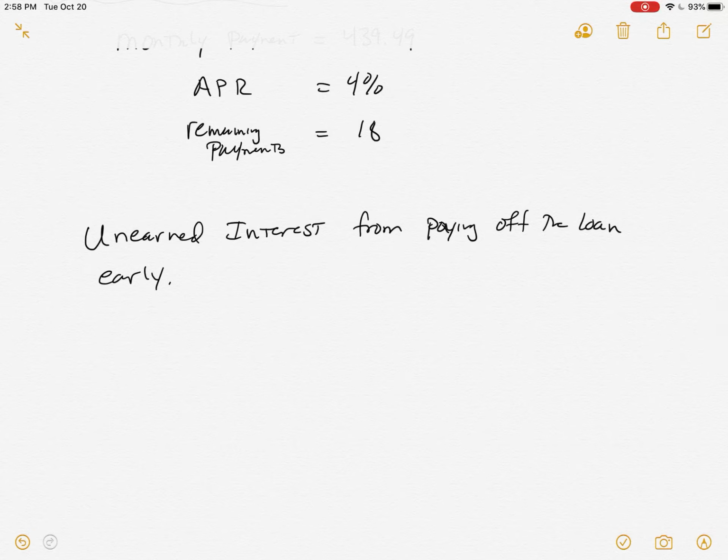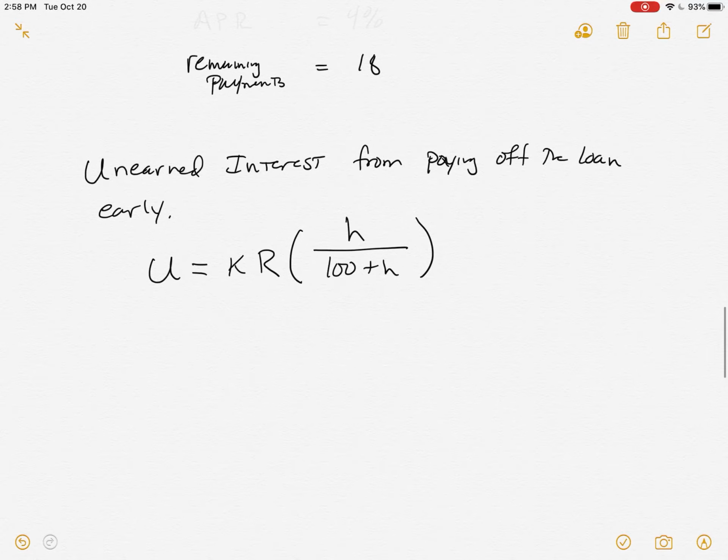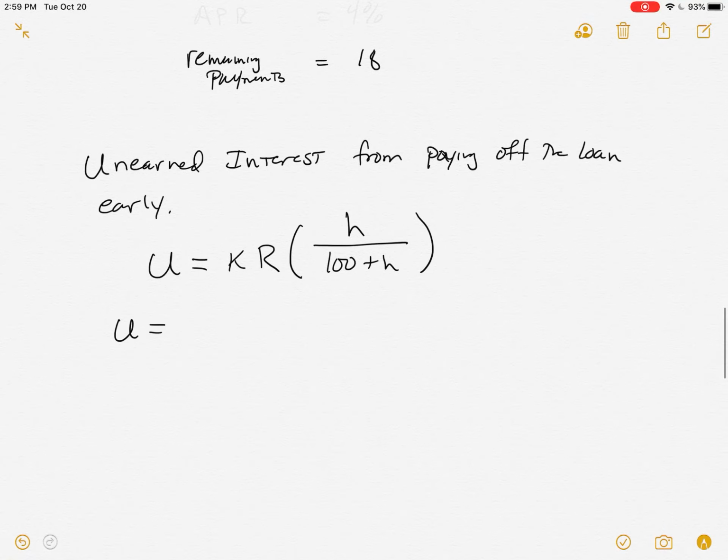There's a formula for unearned interest that you should bring with you when you come to the exam. It looks a little bit daunting, but just remember, everything goes into a calculator. So when they say find H, it's the H in this formula. Let me describe some of these variables, going from left to right. U we're letting represent unearned interest. K is the number of payments remaining.